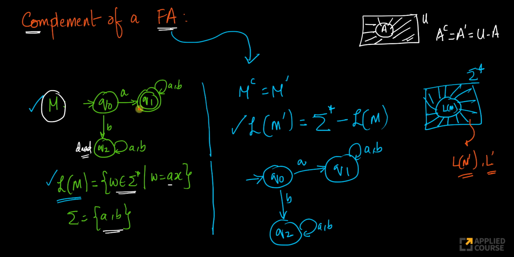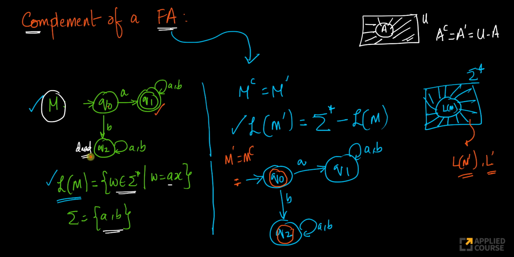The most important thing that changes here is that all the non-final states, which means this and this, become the final states. Because this is the final state here, all the non-final states become the final states. So this is my M complement or M dash. This is my machine now. The starting state doesn't change. The number of states does not change, right? Whatever are the non-final states here become the final states. The transitions also don't change. That's the beauty of it.